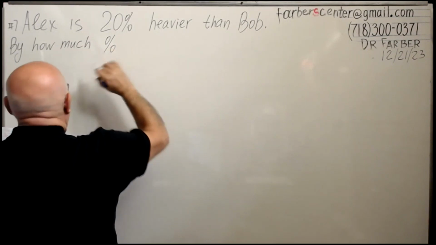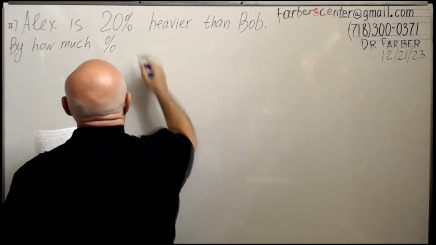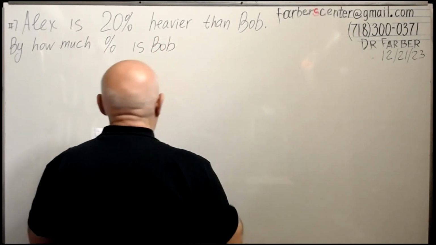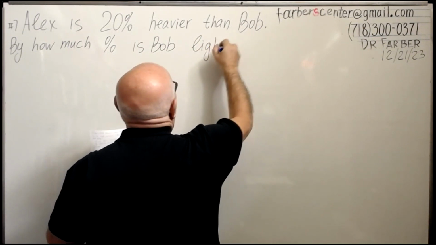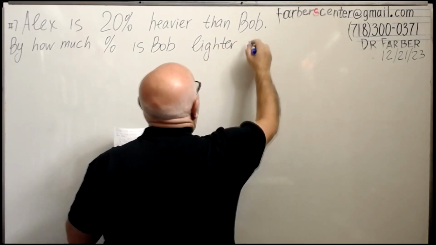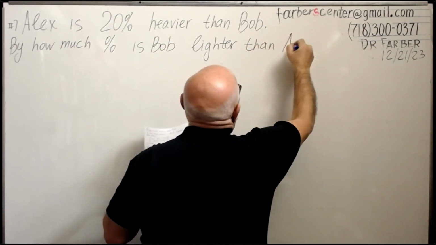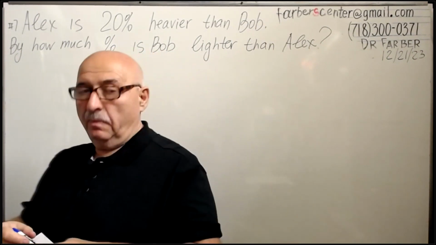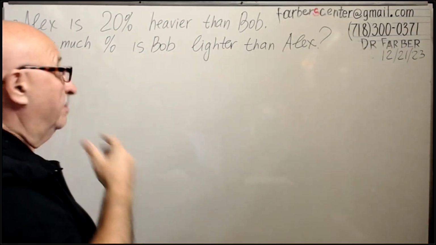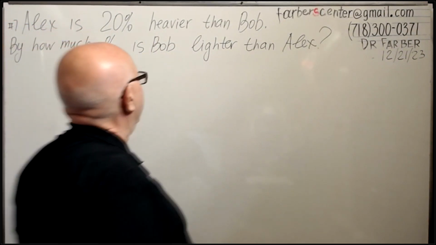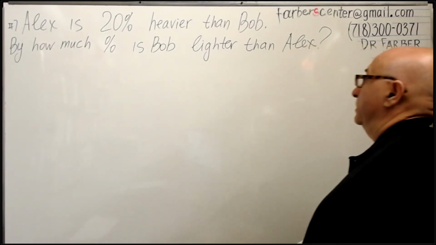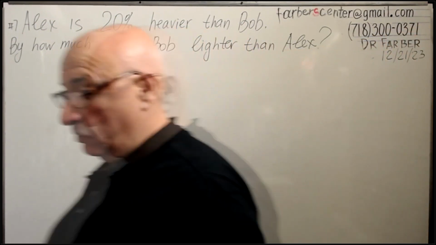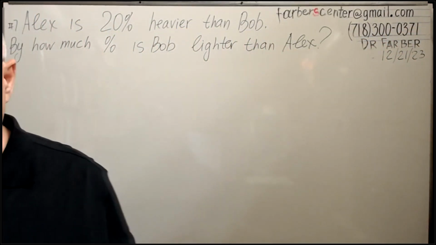percent, I make it faster, is Bob lighter than Alex? Okay, good luck. Who understands what is written? One more time. Alex is 20% heavier than Bob. By how much percent is Bob lighter than Alex? Solve it, send me in the control panel. Good luck.